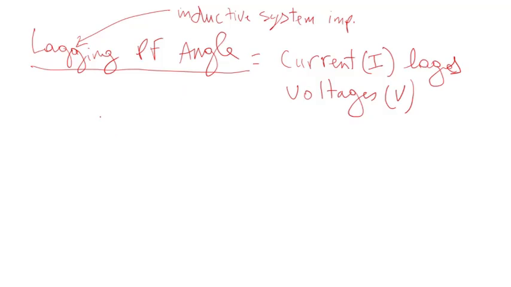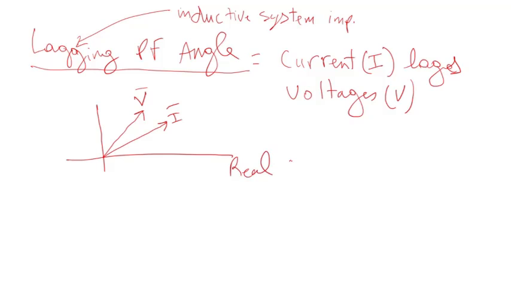So graphically what that means is, if you have a plane, for instance, current phasor, then you draw the voltage phasor. So for instance, this is the real axis or real part, or whatever you want to call it. This is the J imaginary part.